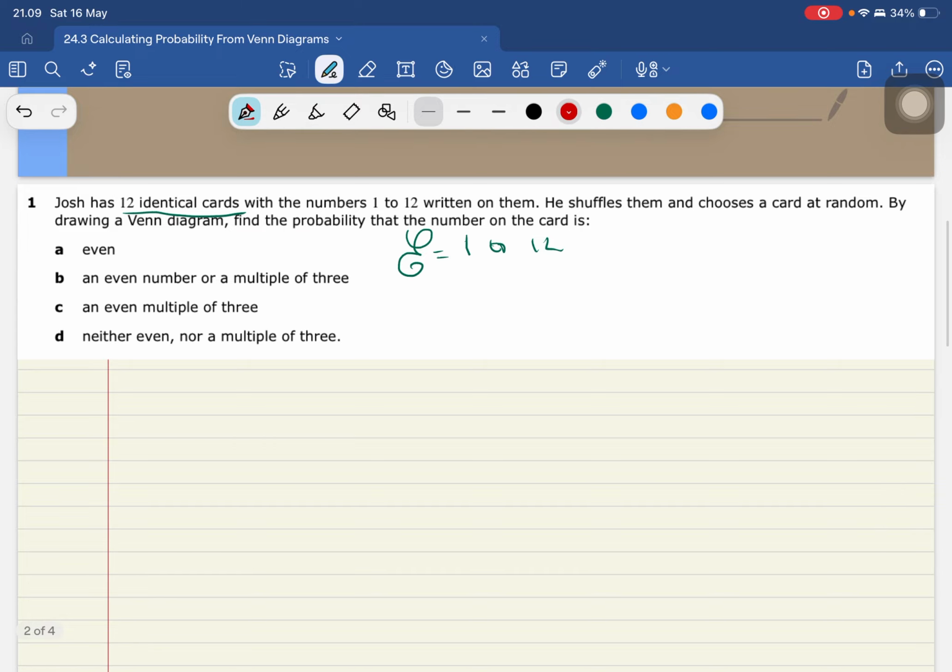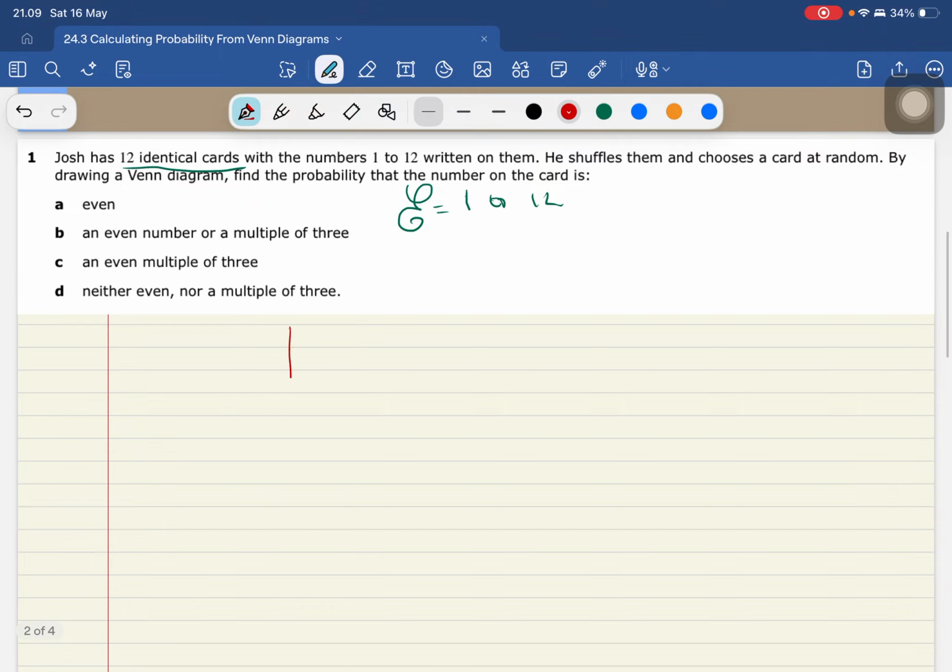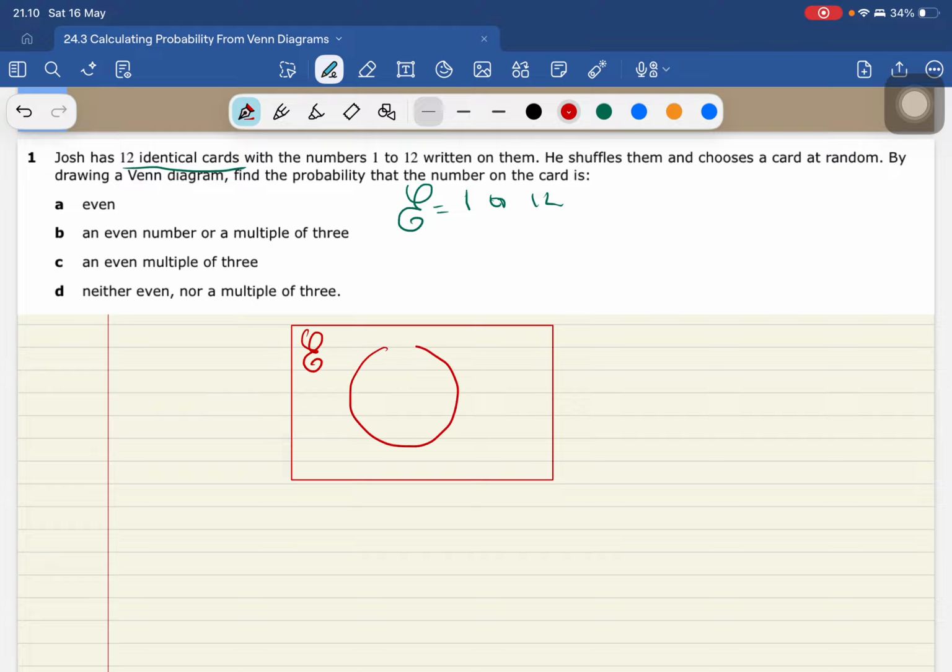For the Venn diagram, let us draw the square here. Here is the universal set. And we draw the first and second circle. We have even number and multiple of 3. Here is for the even number, and here is the multiple of 3.